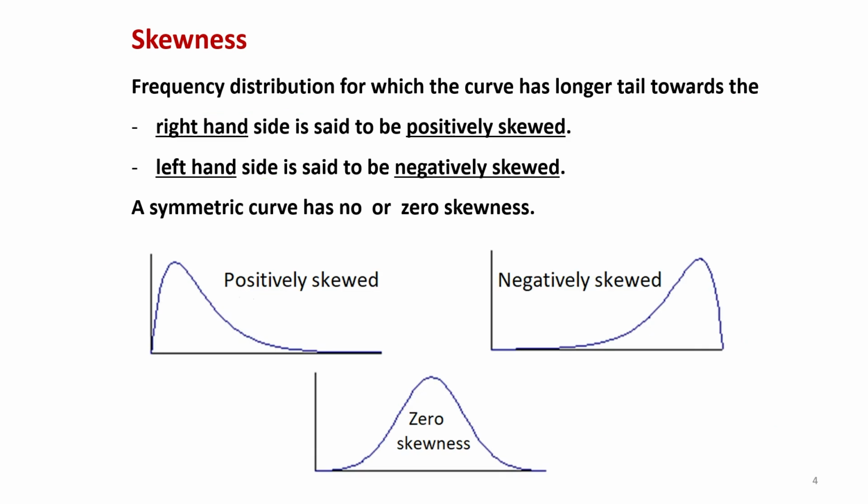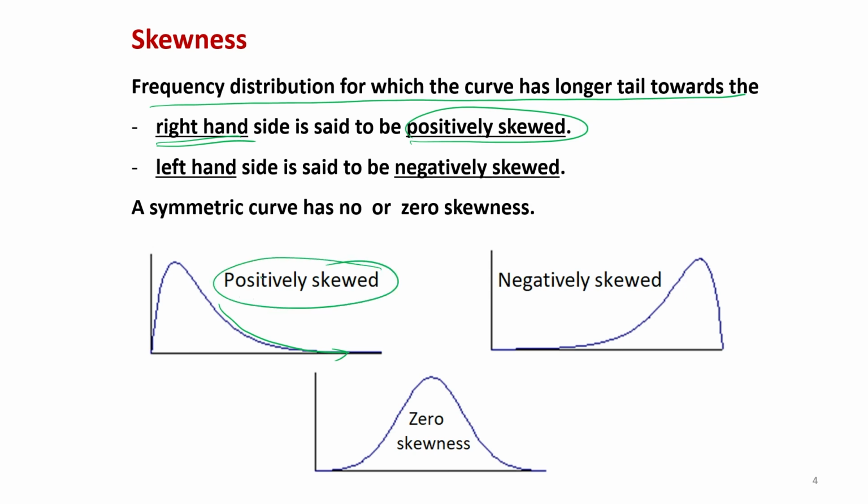So now we have to define how we are going to identify this data curve when the data is stressed either on the left hand side or right hand side more, right. Then we say that the frequency distribution for which the curve has a longer tail towards the right hand side is called positively skewed. You can see here, this is the tail. This tail is much longer than on the left hand side of the data point, and so we call this a positively skewed curve.